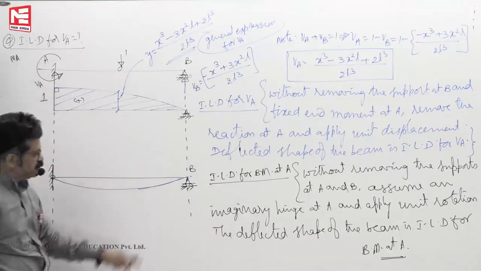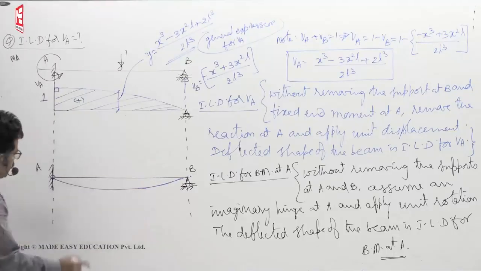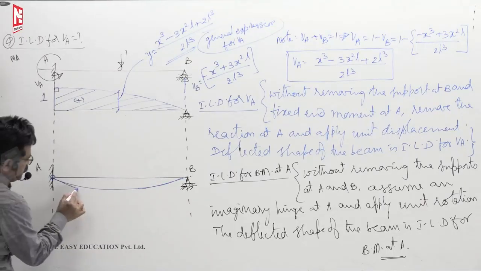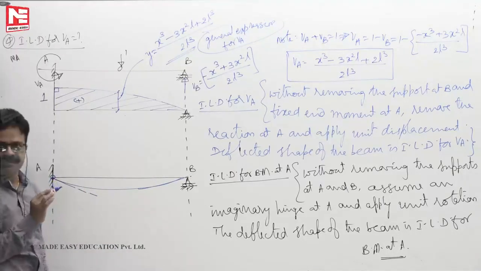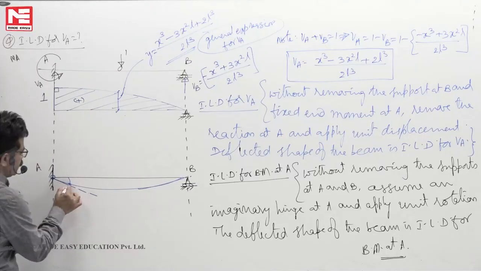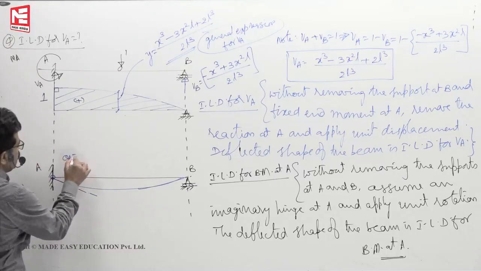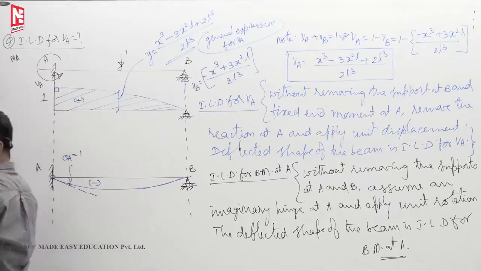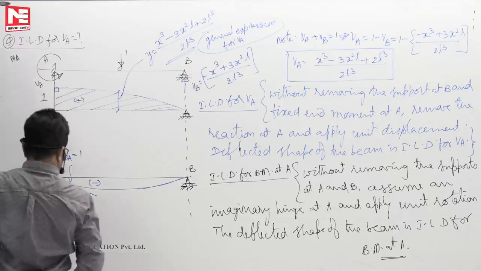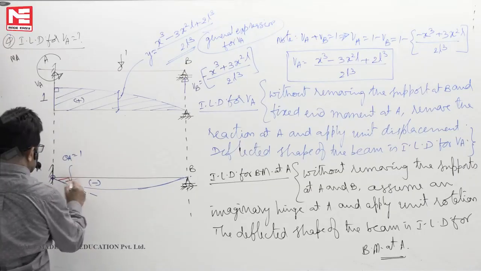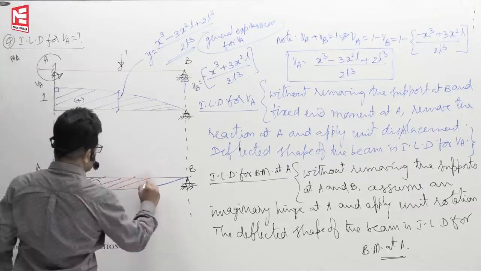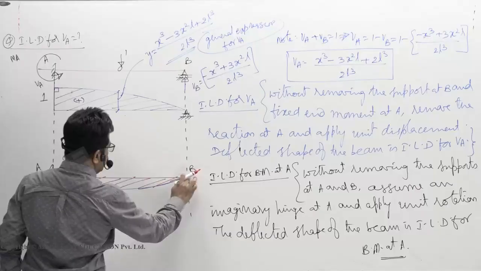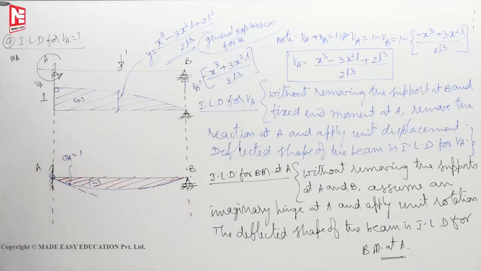Because it is a roller support here, the slope will not be 0, theta B will exist. Some slope will be there, how much it is beyond the scope. We are not interested in finding that value. This theta A is 1, so it goes below the reference line. Now this is the ILD for moment at A, like this.